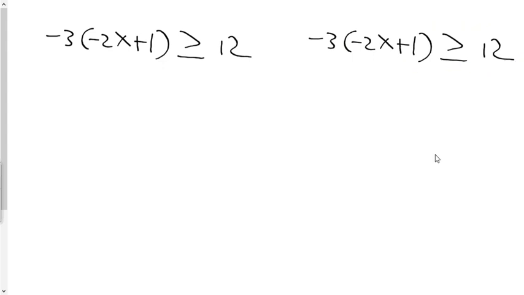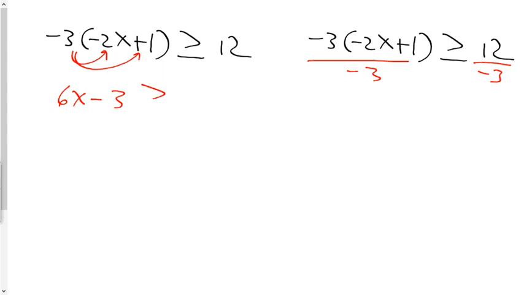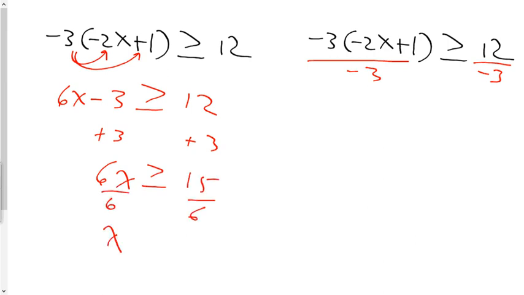So obviously, how many of you did this? How many of you did this? Okay. Either way works. If you expanded it, you got 6x minus 3 is greater than or equal to 12. You added 3 to both sides, you get 6x is greater than or equal to 15. You divided both sides by 6, and you got x is greater than or equal to, what would that be? 2.5, right?